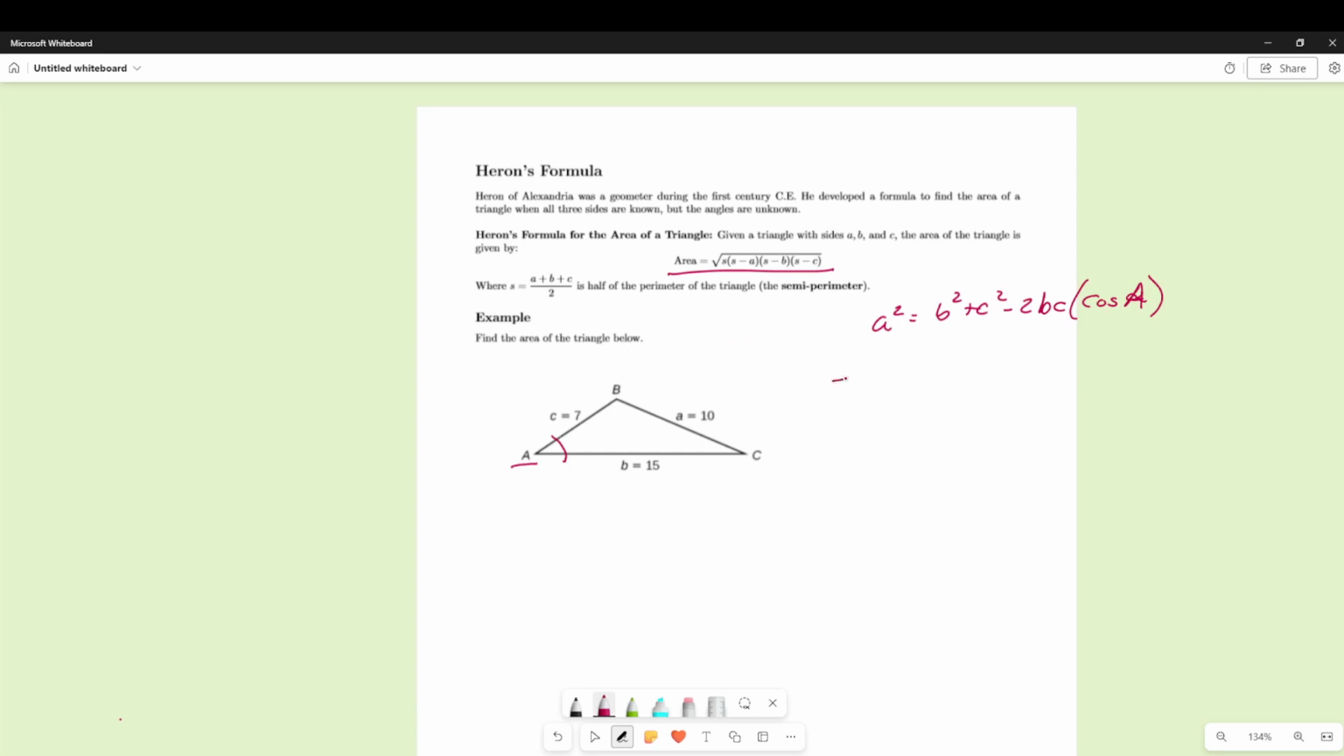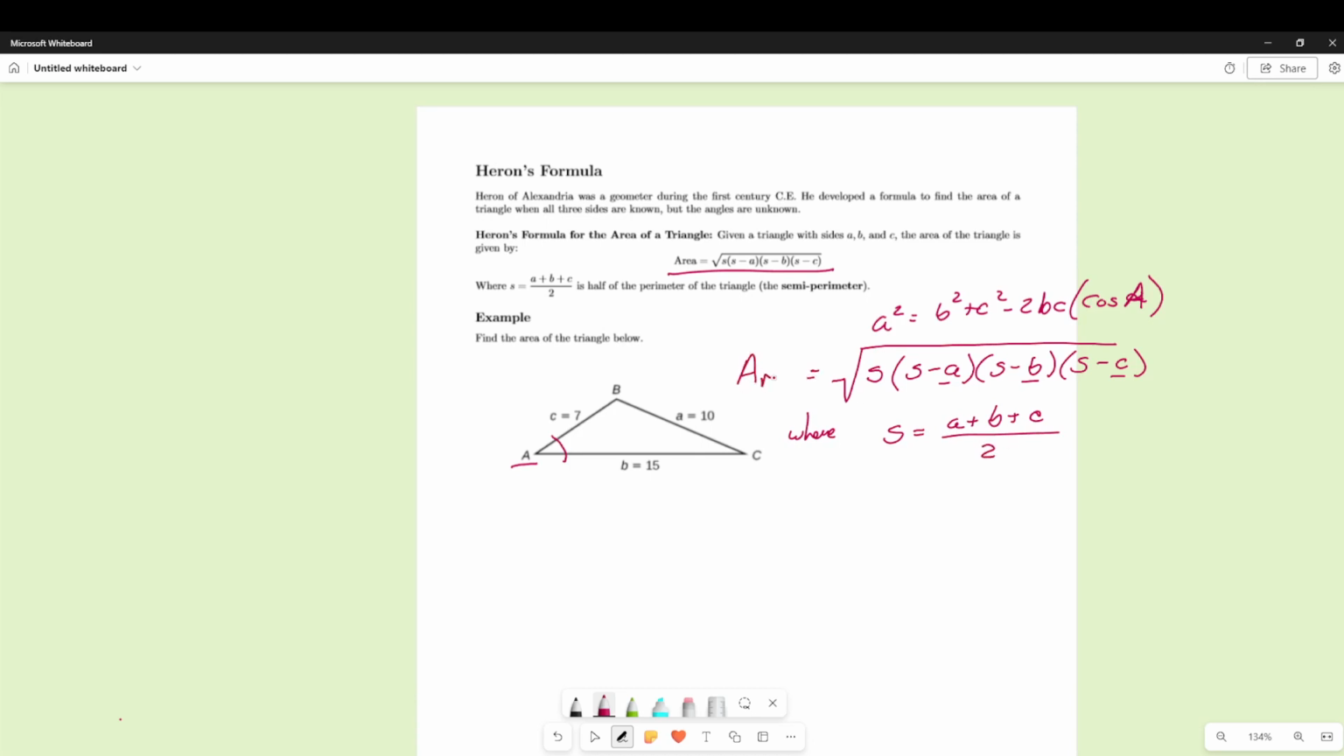So it is kind of a weird little formula because it does come in two parts. It is the square root of the product of s minus a, s minus b, and s minus c, where those are our side lengths a, b, and c. But what's this s? Well, s is equal to half of the sum of the side lengths.